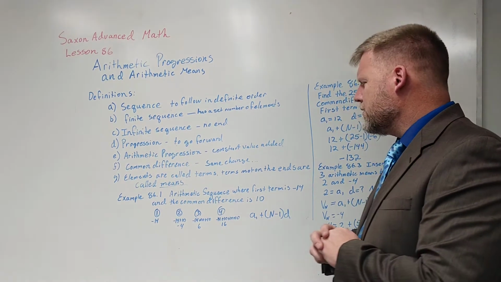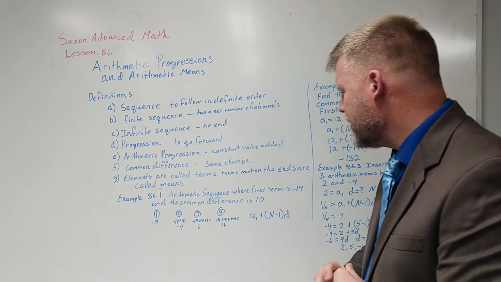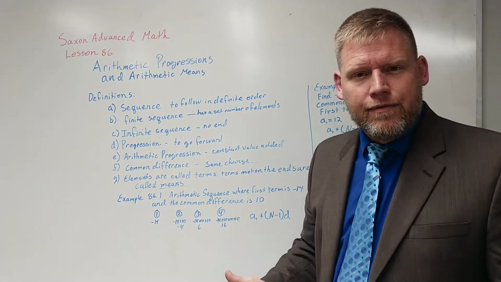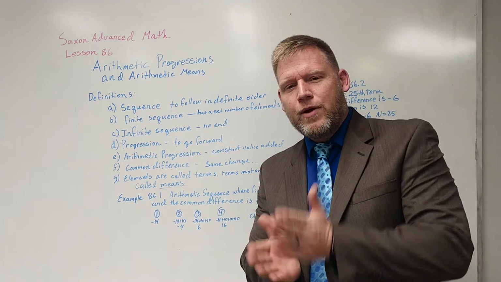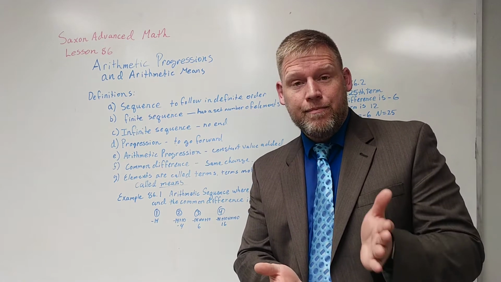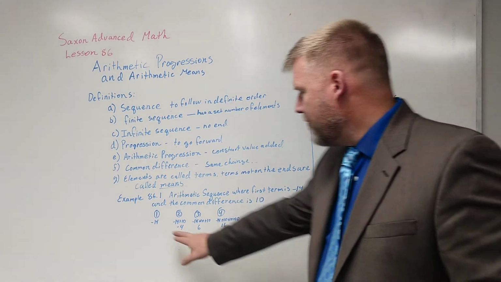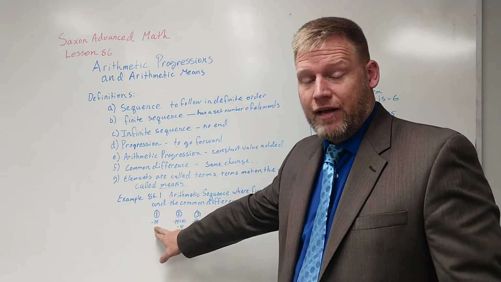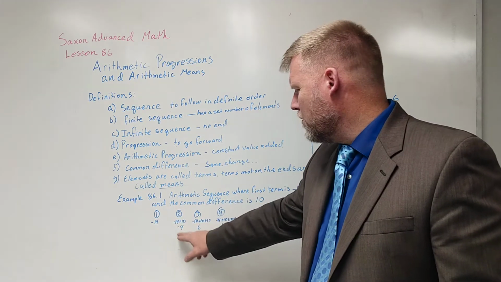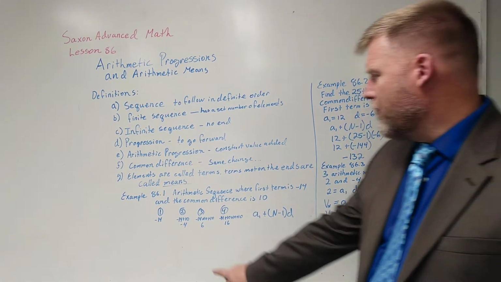Example 86.1 says find an arithmetic sequence where the first term is negative 14 and the common difference is 10. Well, this is pretty easy. If the common difference is 10, that means between the first term and the second term, there are 10 value points, and then between the next one and after that is 10 more. So my first term is negative 14. What would I find in the second term? This is really easy, right? I would just say 10 more, and it's negative 4, and then 10 more is 6, and then 10 more is 16. And I found all 4 of those.